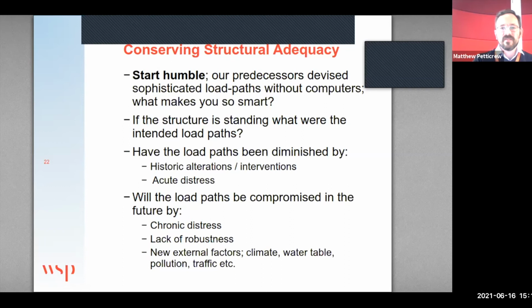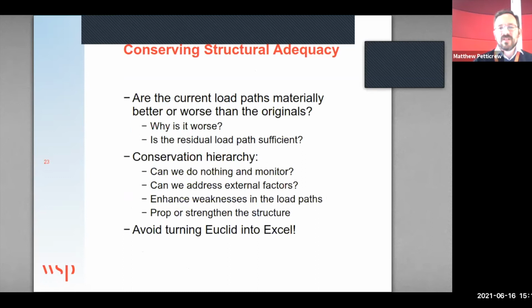We're then in a place to start asking ourselves the question, are the current load paths materially better or worse than those with which it started? And if it is worse, why is it worse? And is the residual load path sufficient to do the job that it's been doing, presumably for a long time, if it's a heritage structure? And it's only really once we've started to tackle those questions that we can start to look at the options that are presented to us for remediating or dealing with or altering historic structures.